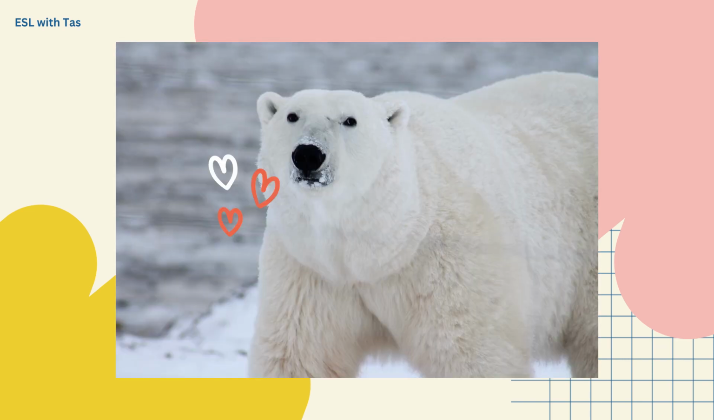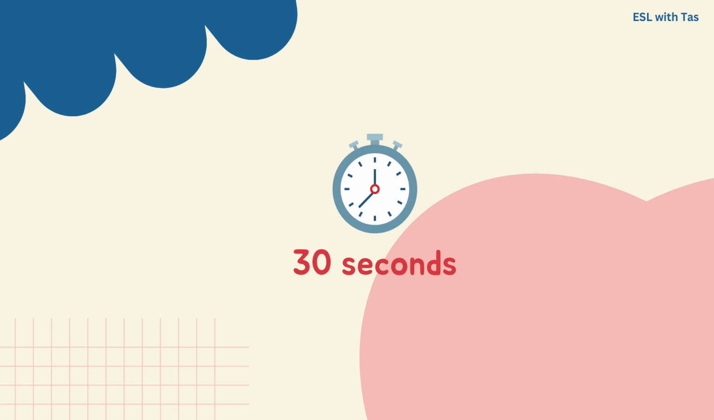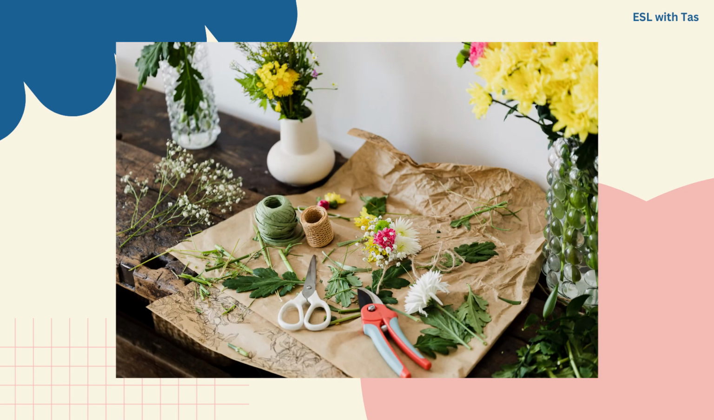So what is this cute polar bear thinking about? Last activity, one picture, one word. This is another competitive activity. Tell your students that they have 30 seconds or more, kind of depends on their level, to look at this photo and write down, let's say, one adjective if you were teaching that, or one verb or one noun.